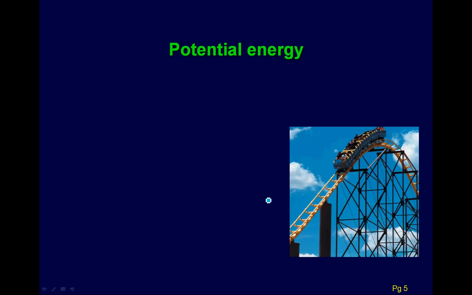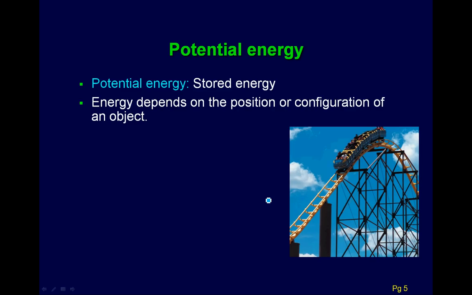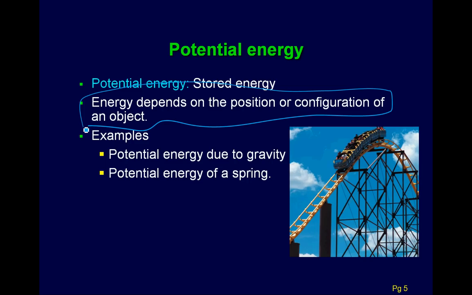Potential energy is a little bit more tricky. I think kinetic most people get right away. Potential is a little bit tricky. It's stored energy, and this is kind of weird, but potential energy depends on the position or configuration of an object. Our example is gravitational potential energy. The other one we'll talk about in a little bit is the energy of a spring. Potential energy is stored energy, and it depends on how whatever you're talking about is situated, what its position or configuration is.